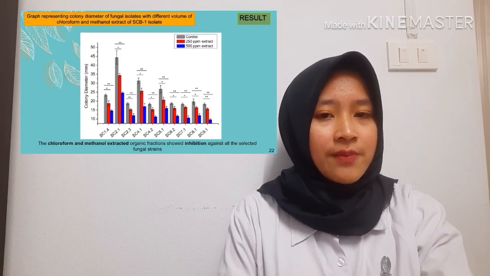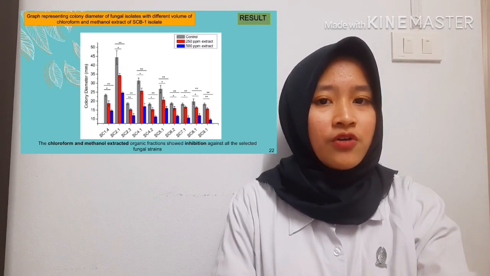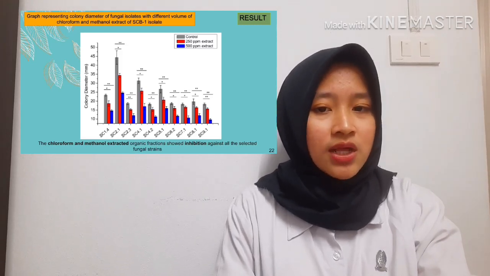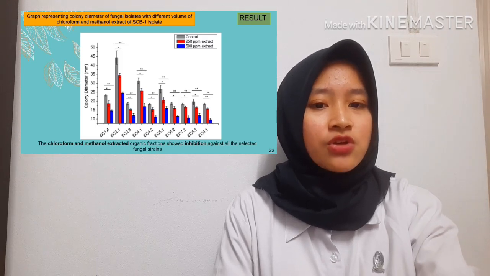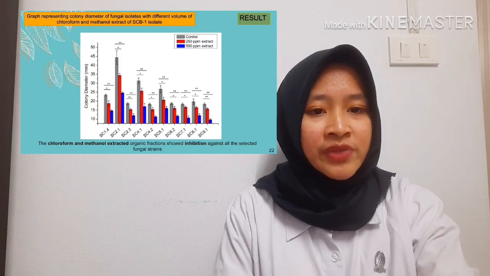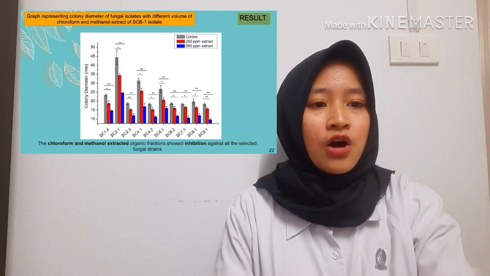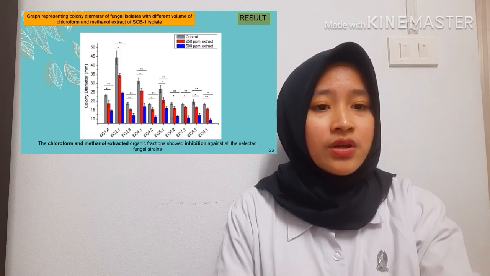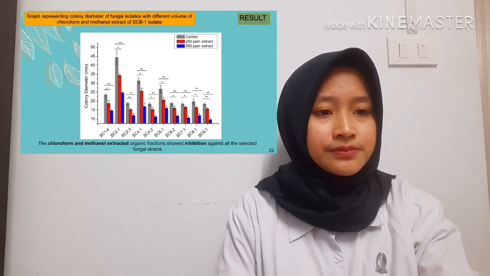Here is the graph representing the colony diameter of fungal isolates with different volumes of chloroform and methanol extract of bacterial isolate SCB-1. The chloroform and methanol extract organic fraction showed inhibition against all the selected fungal strains. As we can see in this graph, if we put more chloroform and methanol extract, up to 500 ppm, there is a strong inhibition against all the selected fungal strains.